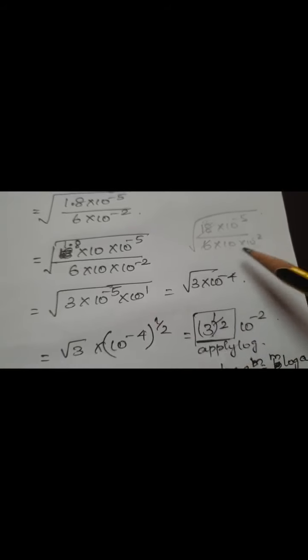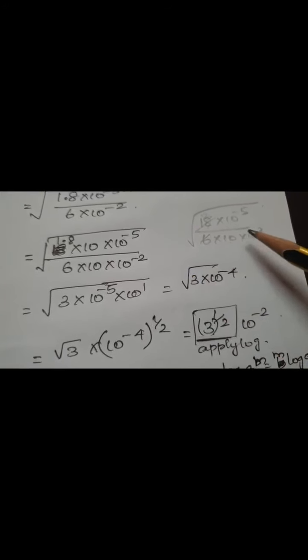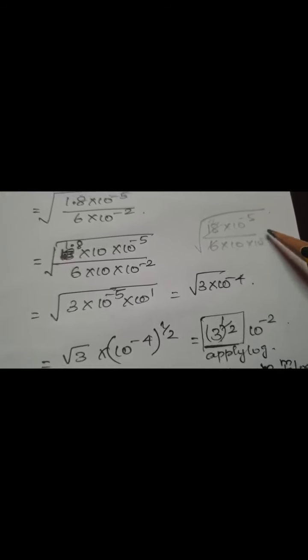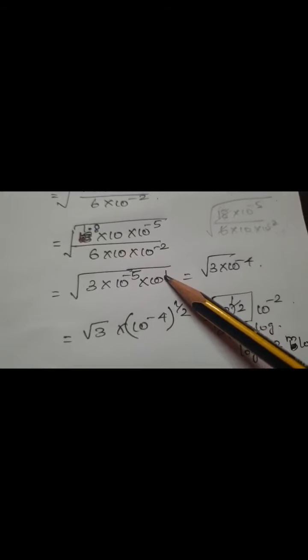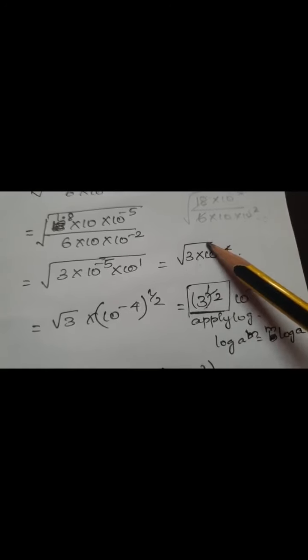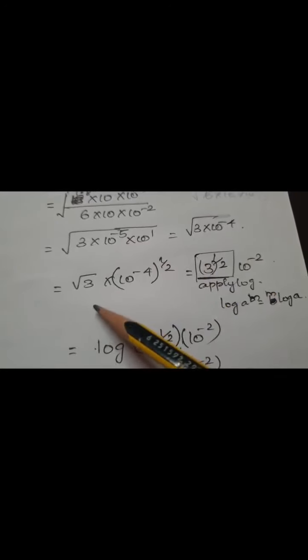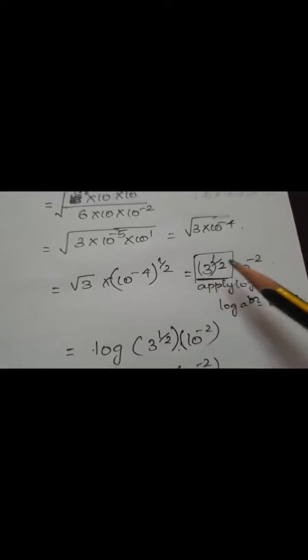So we can write it as 3 into 10 power minus 5 into 10 power minus 1, since 10 into 10 power minus 2 means 10 power minus 1. Moving this 10 power minus 1 to the numerator, 10 power minus 4 will come. I'll write it here: root of 3 into 10 power minus 4. We can remove this root by writing 3 into 10 power minus 4, the whole to the power half.